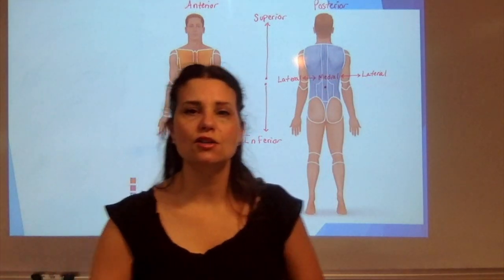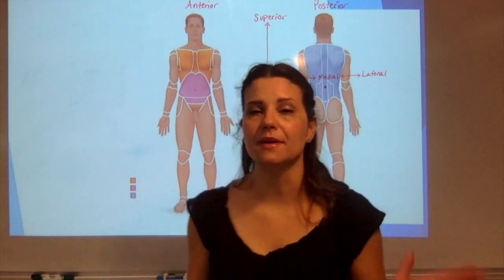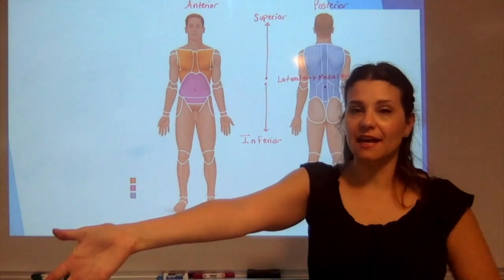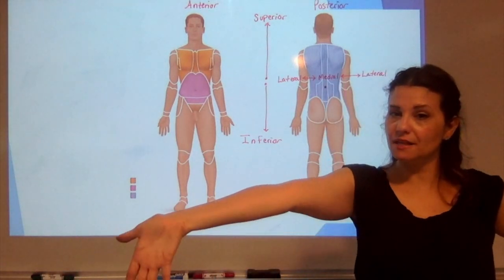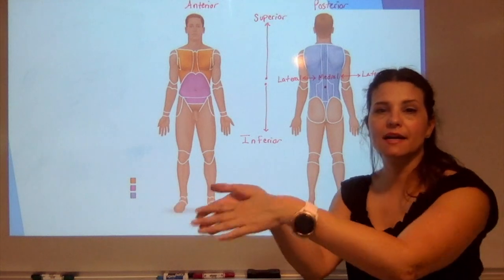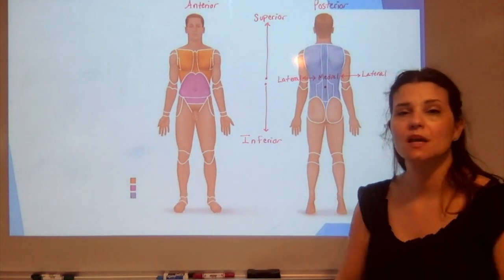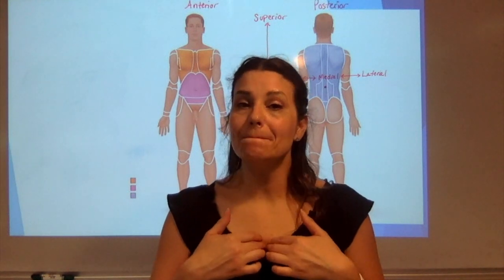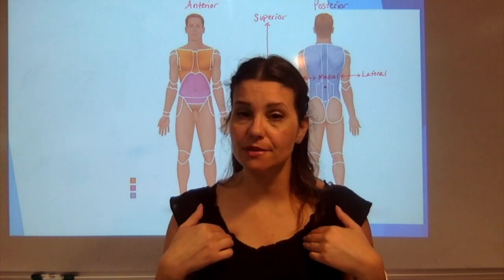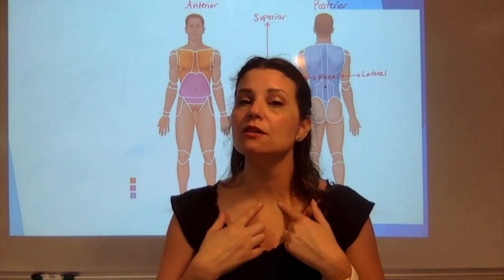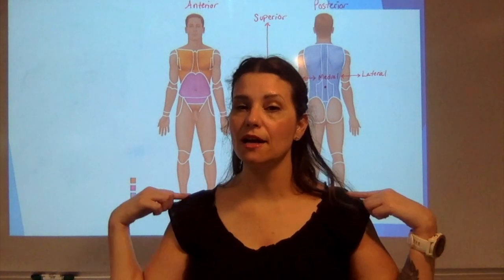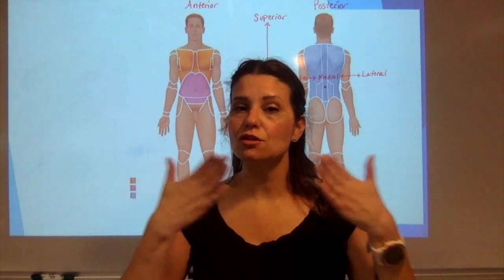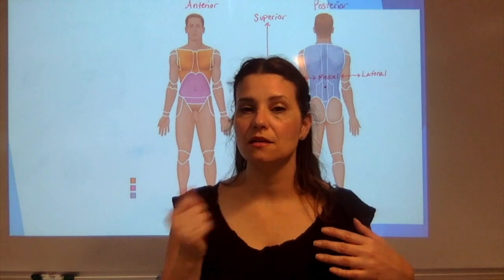Okay. So some examples of that might be, if I was talking about my hands, my thumb in the anatomical position, my thumb would be considered lateral to my digits. Okay? And my sternum would be considered medial to my ribs. Okay? My clavicle would also be medial to my acromial, or my shoulder. My shoulders would be lateral to my sternum.